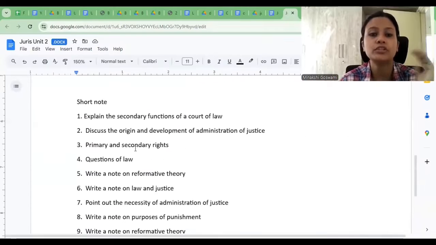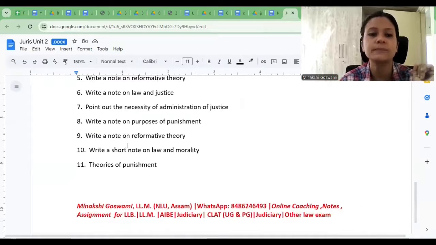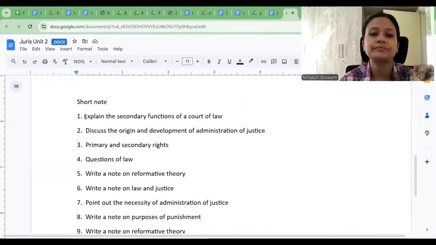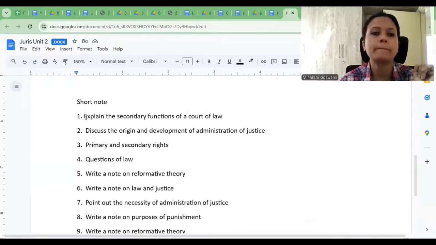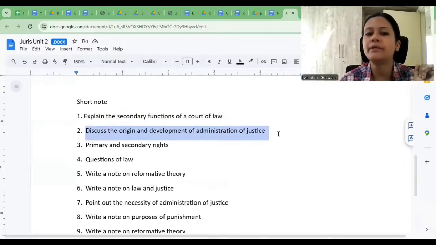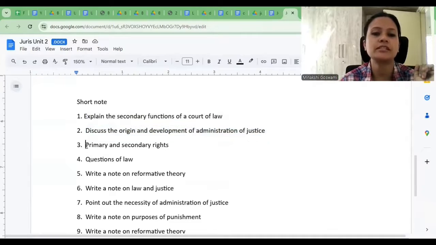Then we will move to the short questions or short notes. So we have around 11 short notes from Unit 2, which are most commonly asked. Explain the secondary functions of a court of law. Discuss the origin and development of administration of justice. Primary and secondary rights. Questions of law.